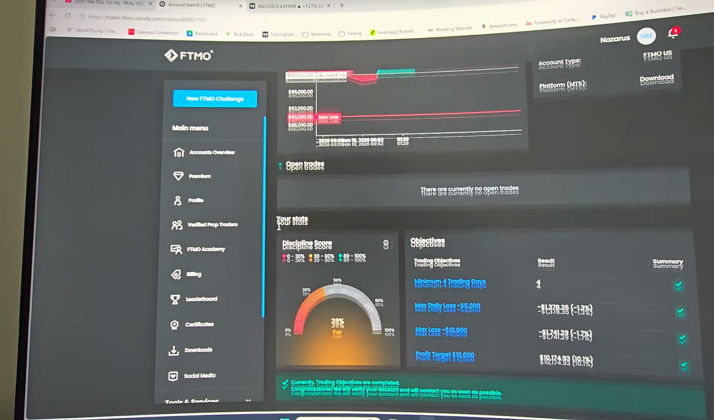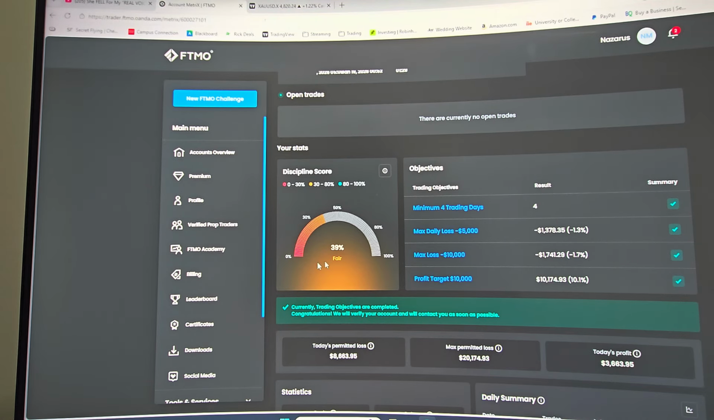And we have no open trades. And our discipline score is fair right now. So minimum trading days of 4, we've achieved that. Maximum day loss of 5,000, we had a drawdown of $1,300. And a max loss of $1,700, which was still in range, good. And a profit target of 10,000, which was 10%, and we made 10.1%. So all this is good.